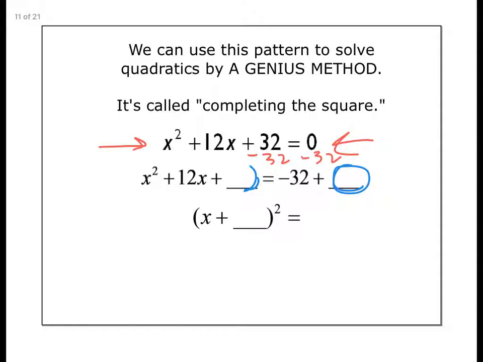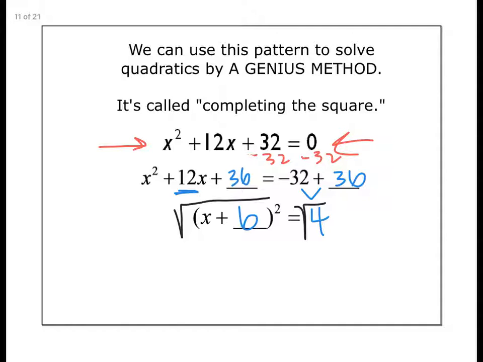So in this case, if I use my rules from before, half of this 12 would give me 6. So that goes here. And 6 squared is 36, so then I would add 36 to both sides. So now I have x plus 6 squared, and then negative 32 plus 36 is 4. Now the cool thing is from here, I can jump into solving using square roots.